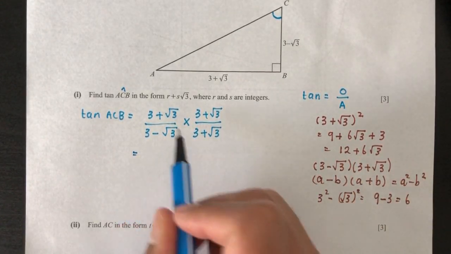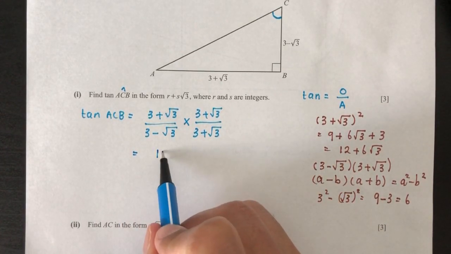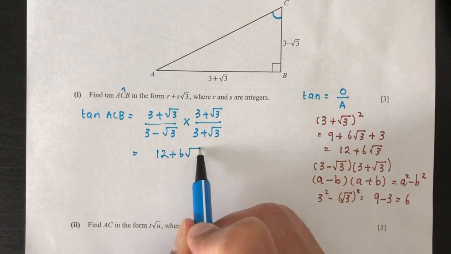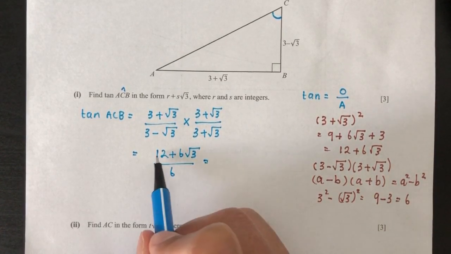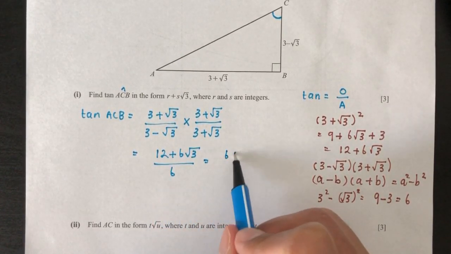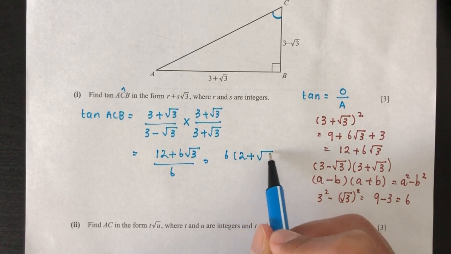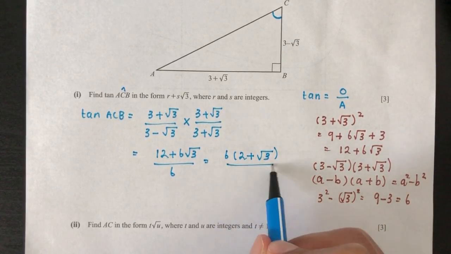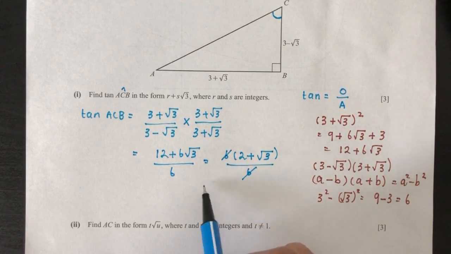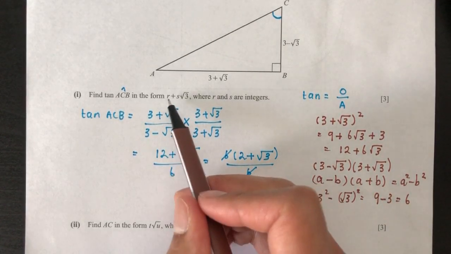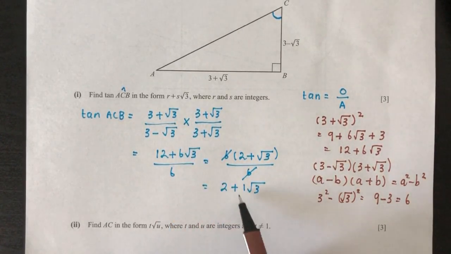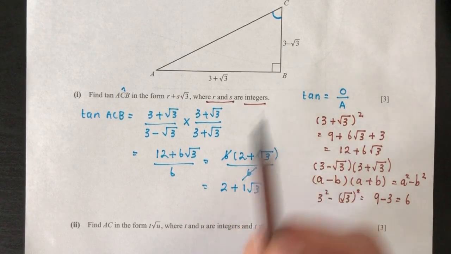Replace these two back in your equation. The top will become 12 plus 6 root 3 divided by 6. Now we can factorize 6 outside. You will have 2 plus root 3 over 6, so the 6 cancels. You'll have 2 plus 1 root 3. So the value of r is 2, s is 1, and these two are integers. That is part 1.